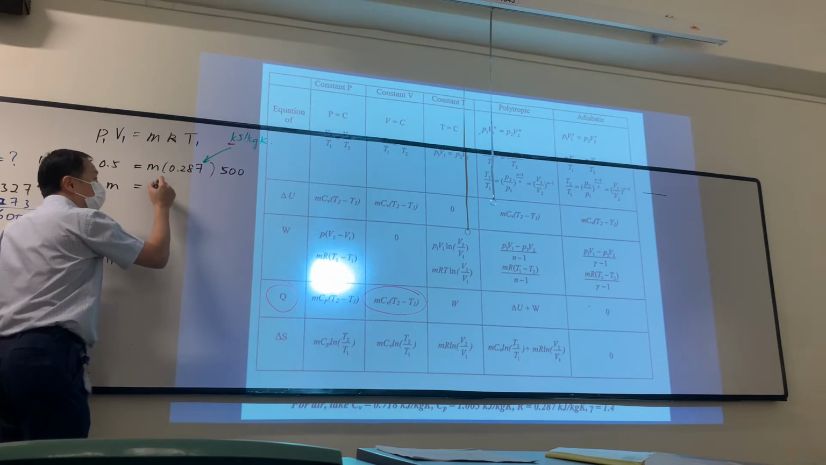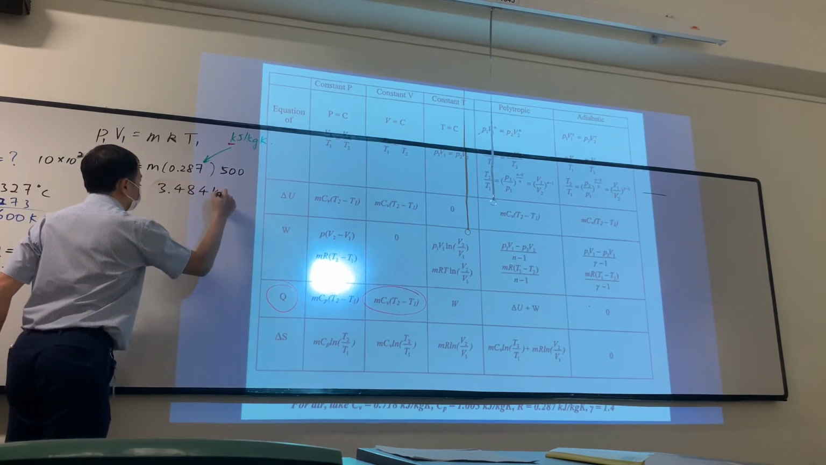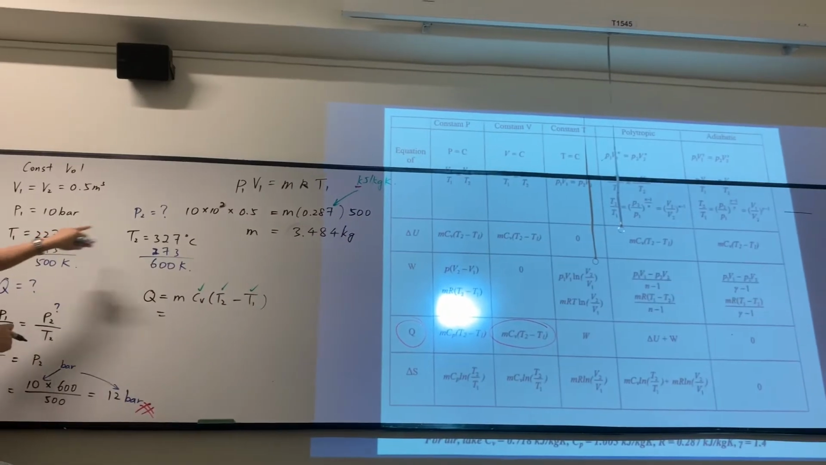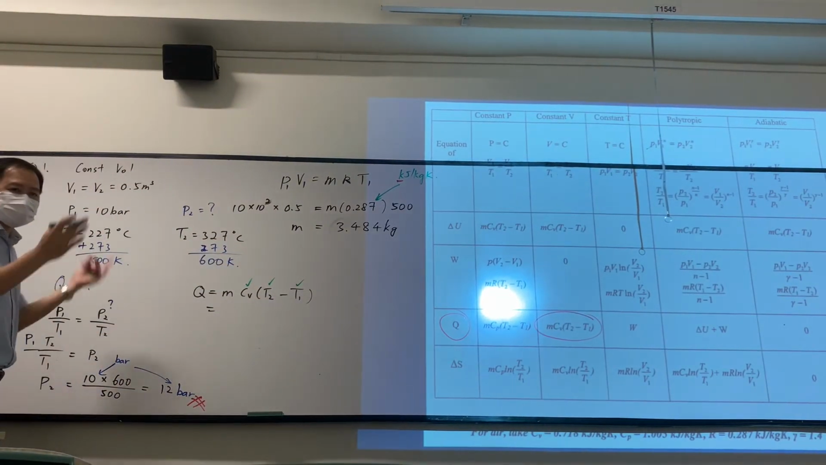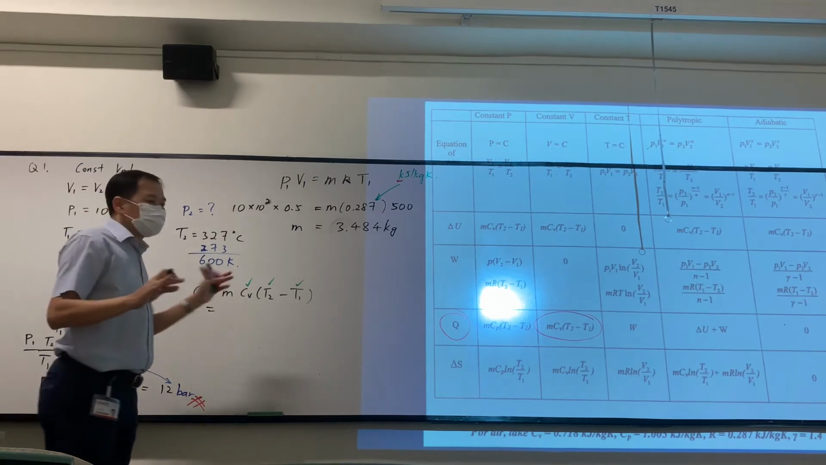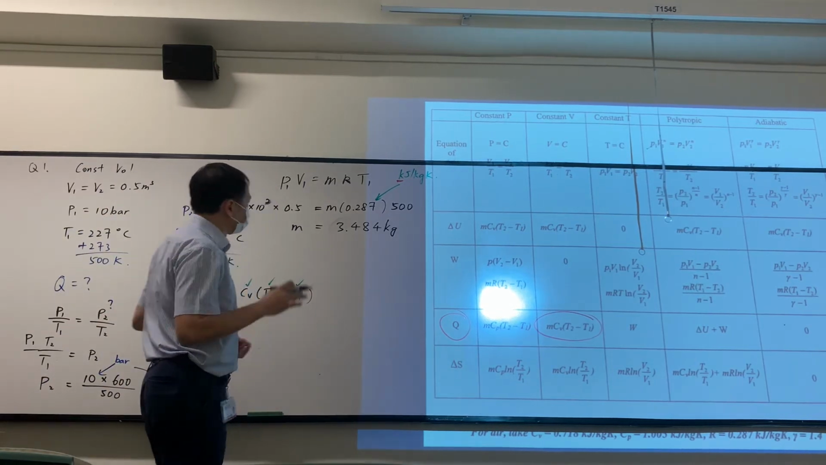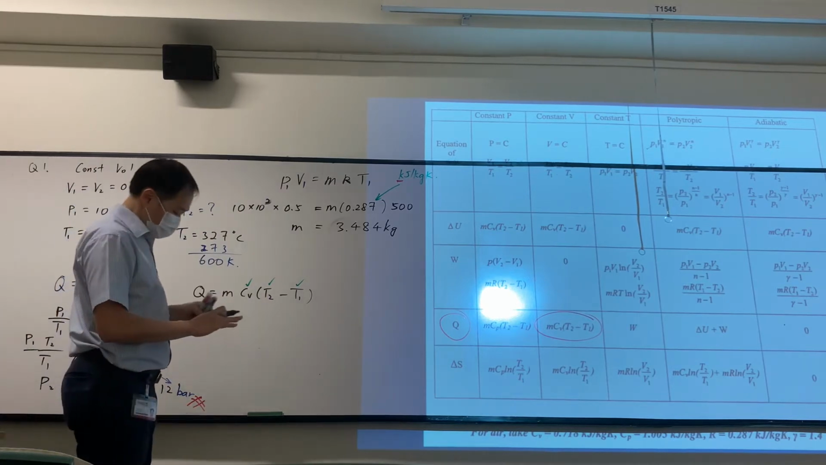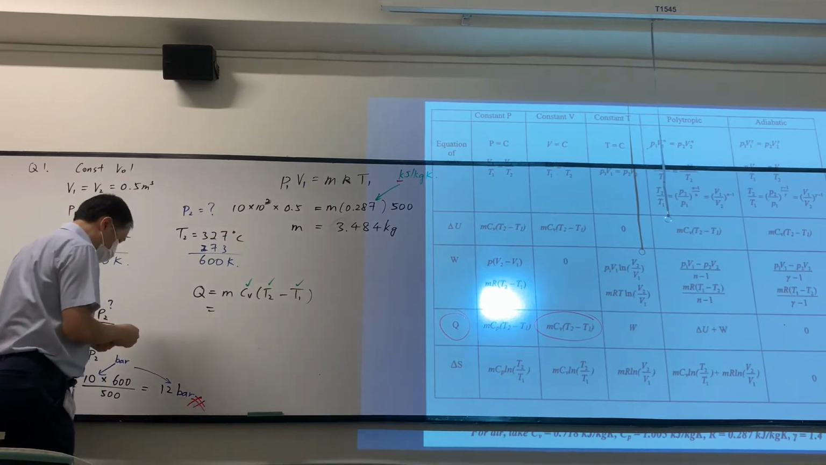3.484 kilogram. Okay, this is the mass. This volume, at this pressure, at this temperature, the mass is this. But the mass is fixed because it's a closed system. So no matter what happens, this mass remains the same, because we are talking about a closed system process. No matter what happens, the mass is still the same. Okay, now we have the mass. We can calculate the heat transfer.